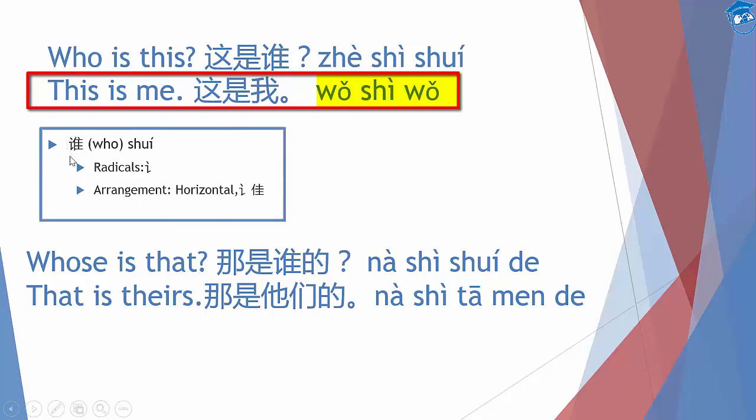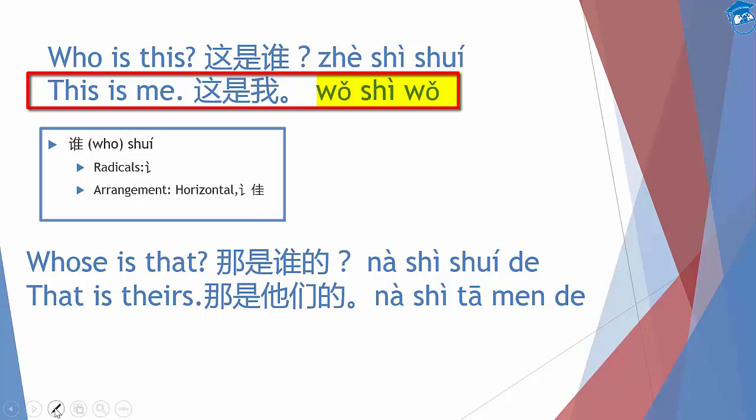So back to this word, 谁, the meaning is who, and this is the pinyin. And the radical is this one. As you have seen before, it is also the radical of 谢, which means thanks. And the radical is commonly used in speech acts. Like because you are inquiring someone, you are asking a question. It's in the speech act. And the arrangement is horizontal. So you have this component, the radical, and also the component here.